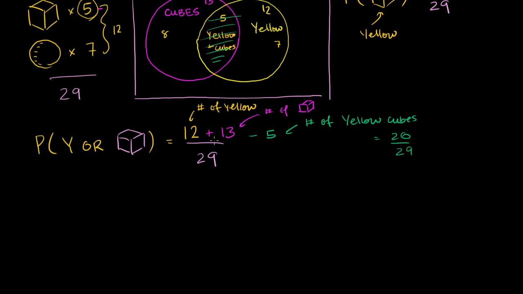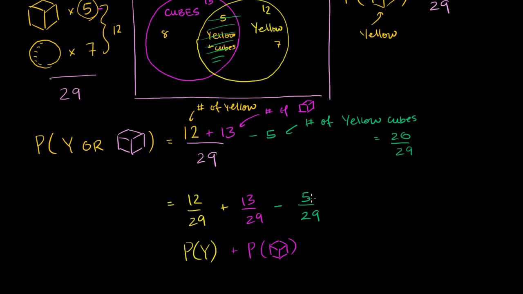So let's think about this a little bit. We can rewrite this fraction right over here as 12 over 29 plus 13 over 29 minus 5 over 29. And this was the number of yellow over the total possibilities. So this right over here was the probability of getting a yellow. This right over here was the number of cubes over the total possibilities. So this is plus the probability of getting a cube. And this right over here was the number of yellow cubes over the total possibilities. So this right over here was minus the probability of yellow and a cube.